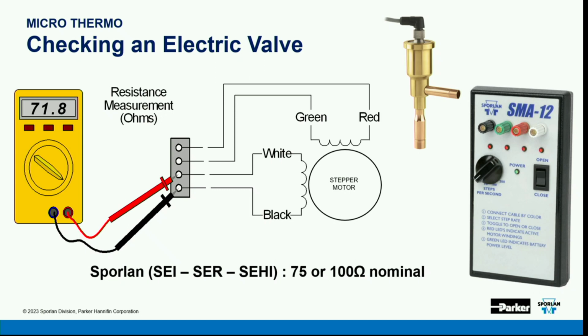The other thing you should have is an SMA 12. Black to black, green to green, red to red, white to white. Put it to 200 steps per second and rock that valve open and close. Listen to it. You should hear the transmission in there humming. It should not sound like a bucket of bolts, okay? All right? And when you rock it all the way open, you should hear a gentle ratcheting. And when you rock it all the way closed, you should hear a gentle ratcheting.